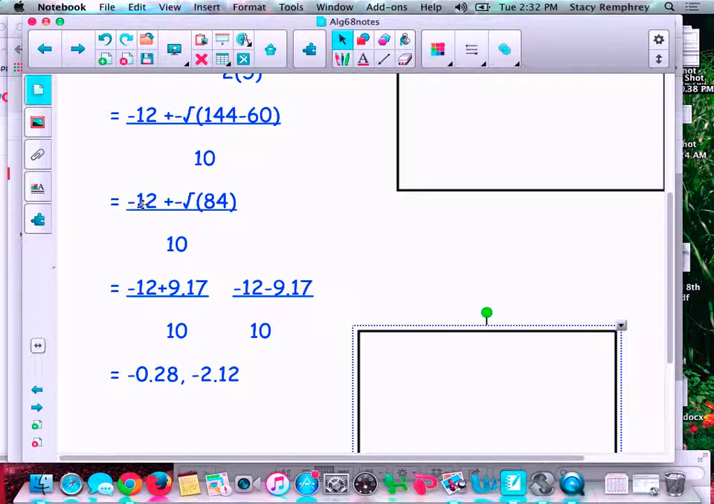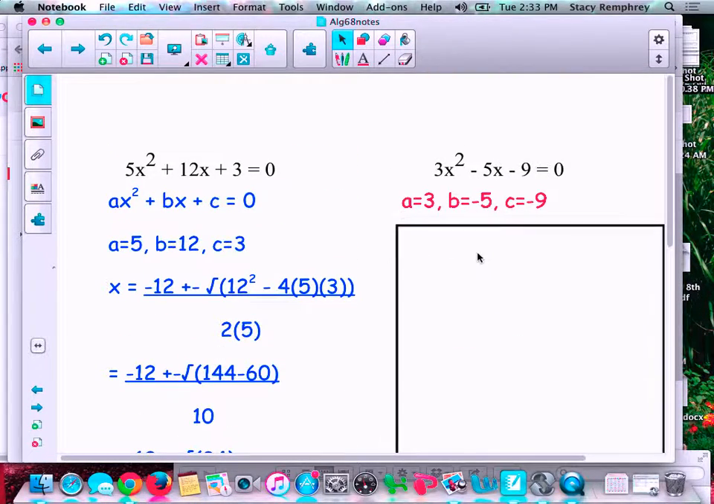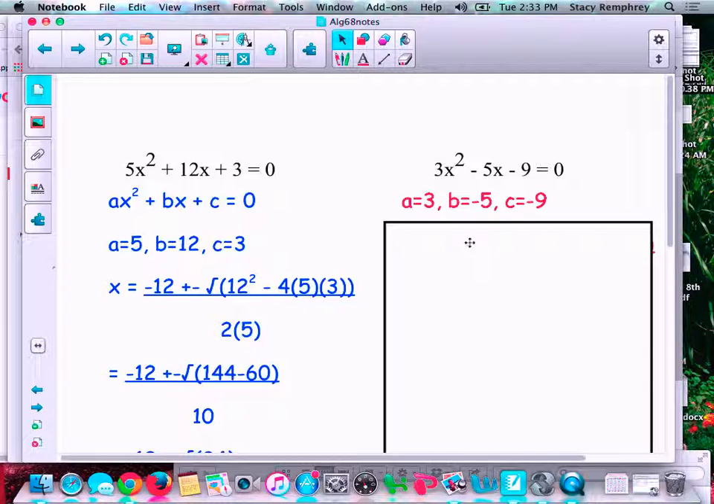Now I'm going to break it into the two answers like we had. Negative 12 plus 9.17, which is an approximation of the square root of 84. Negative 12 minus 9.17. And then you can type it right into your calculator. This quantity divided by 10, this quantity divided by 10. You'll get these numbers. And again, you can check them by putting them back in for x and seeing that they equal 0.